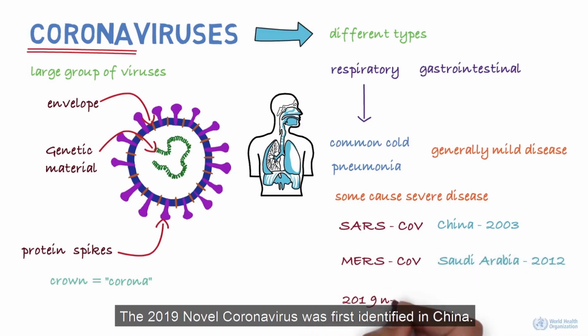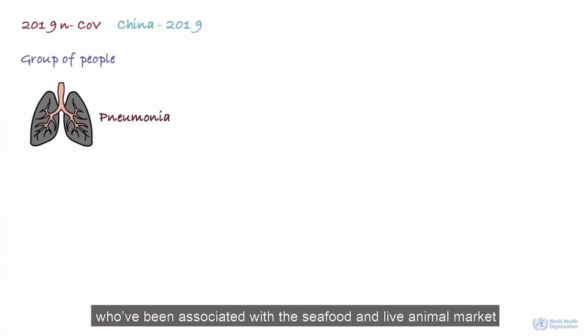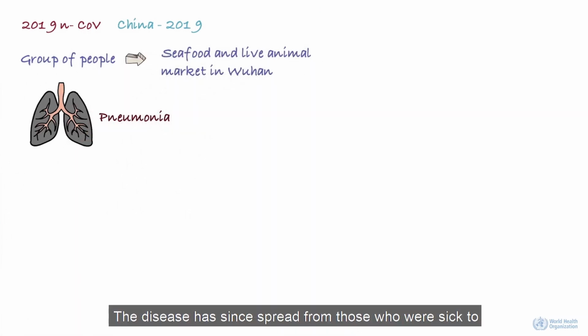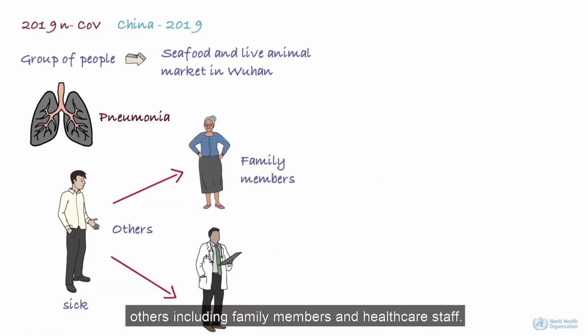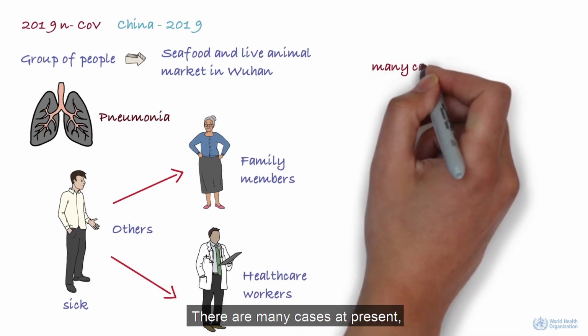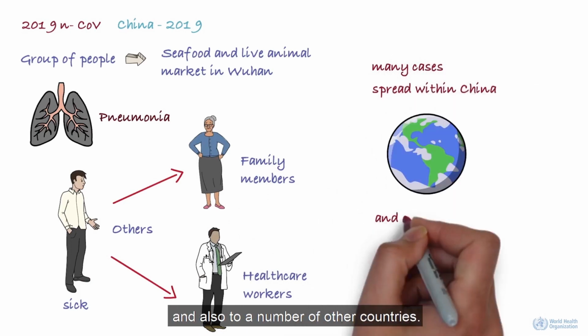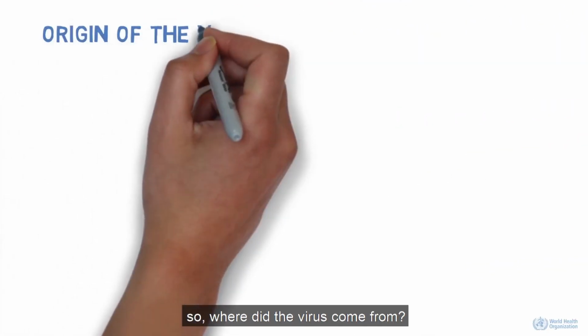The 2019 novel coronavirus was first identified in China. It initially occurred in a group of people with pneumonia who'd been associated with a seafood and live animal market in the city of Wuhan. The disease has since spread from those who were sick to others, including family members and healthcare staff. There are many cases at present, and the disease has spread within China and also to a number of other countries. So, where did the virus come from?